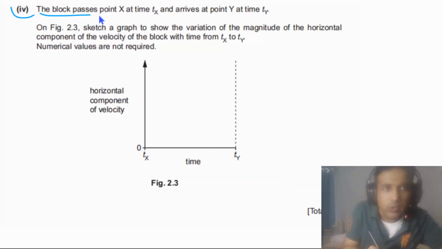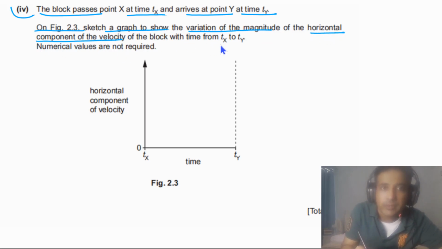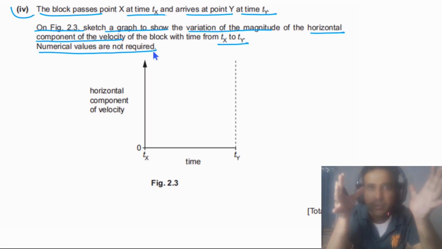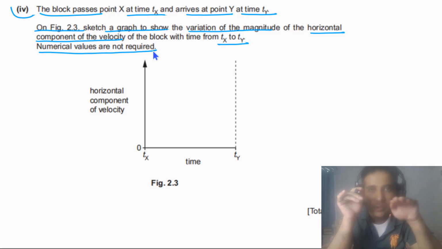Part 4 says the block passes point x at time tx and arrives at point y at time ty. On figure 2.3, sketch a graph to show the variation of the magnitude of the horizontal component of the velocity of the block with time from tx to ty. Numerical values are not required. For this question, we have discussed already that the only force acting on the block is gravity, and gravity is always vertically downwards, and there is no component of gravity along the x-axis, along the horizontal.